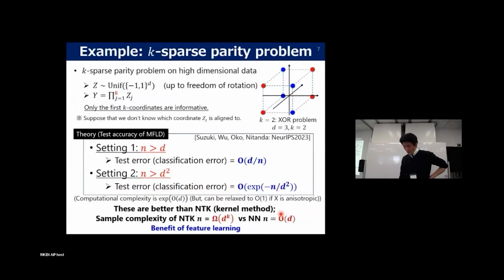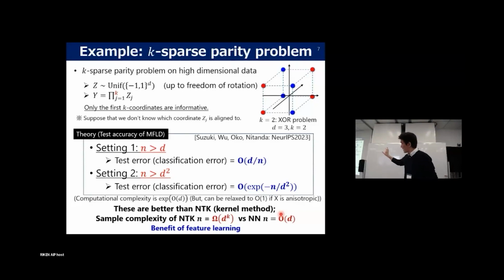Now, as I said, we can fit a two-layer neural network to the data by the mean-field regime. Then maybe you are interested in its generalization abilities, like statistical properties.